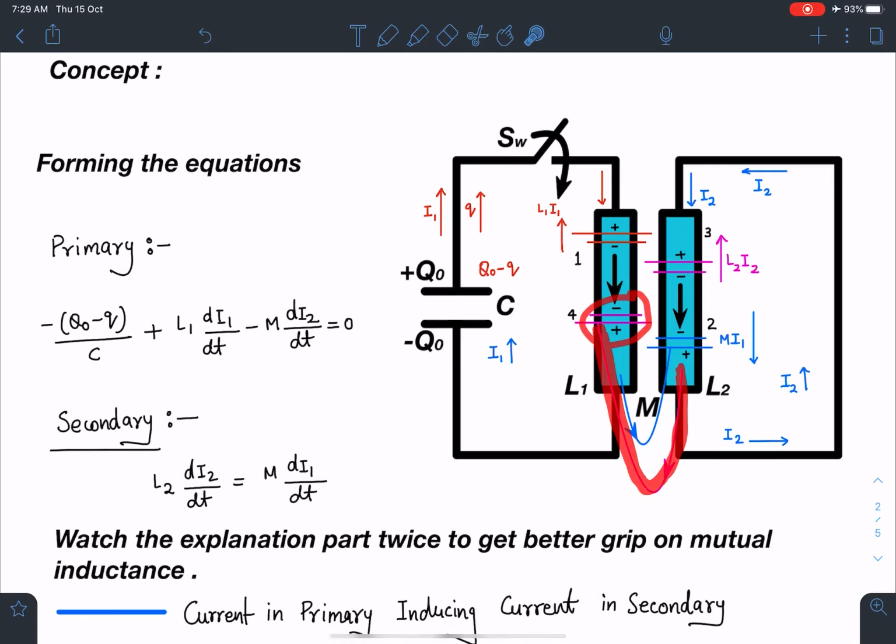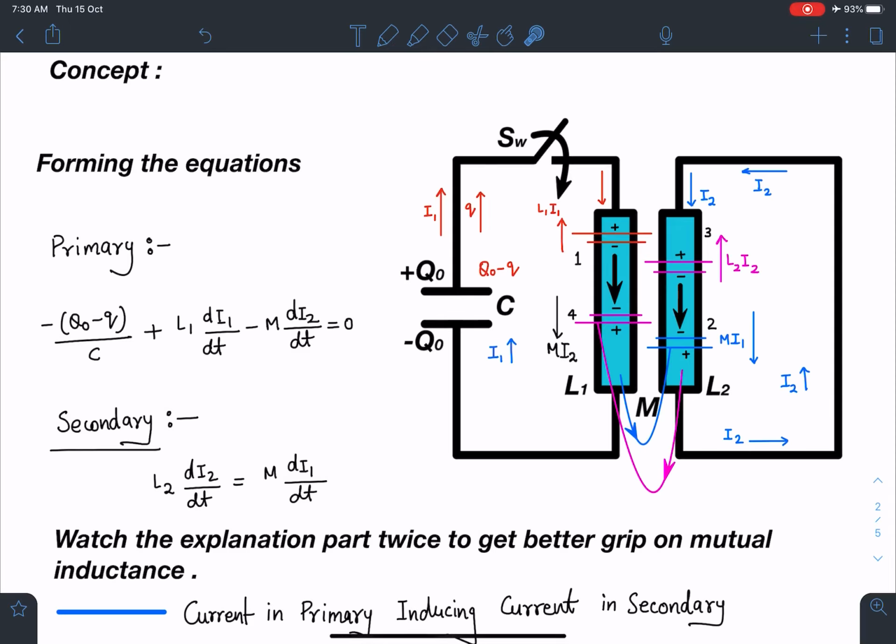In order to oppose this, there is going to be a battery like this here, and its value is going to be M times di2 by dt. Corresponding flux here is going to be Mi2. All right, I hope it is clear to you. This is going to be Mi2, or the corresponding EMF is going to be M times di2 by dt.